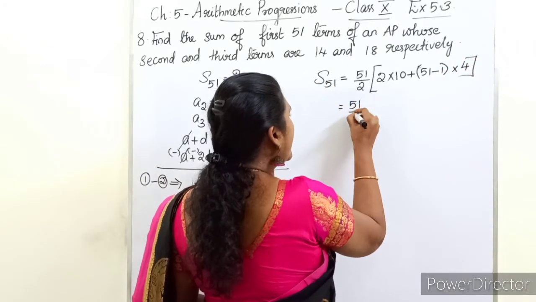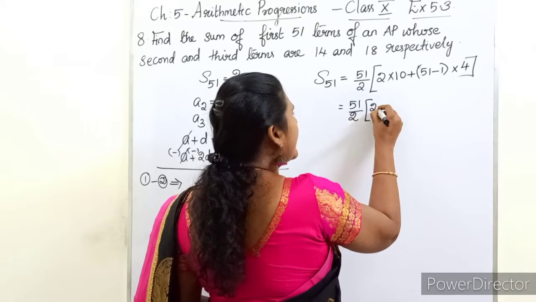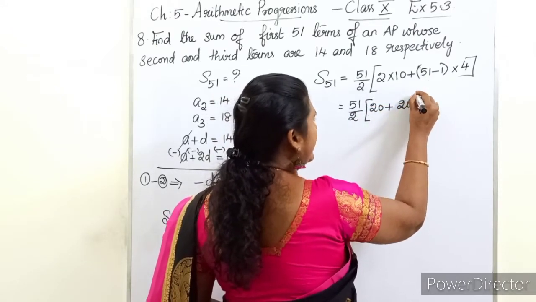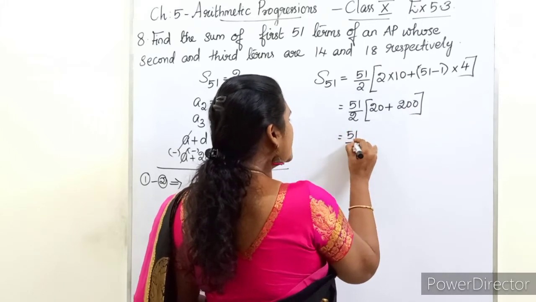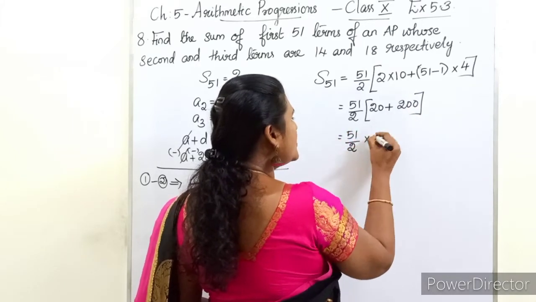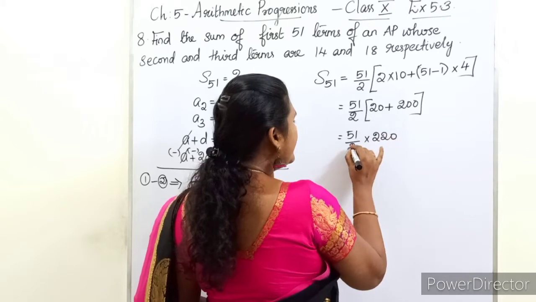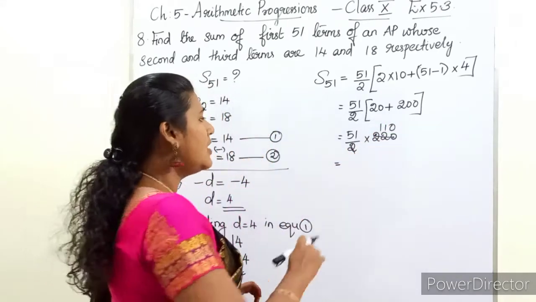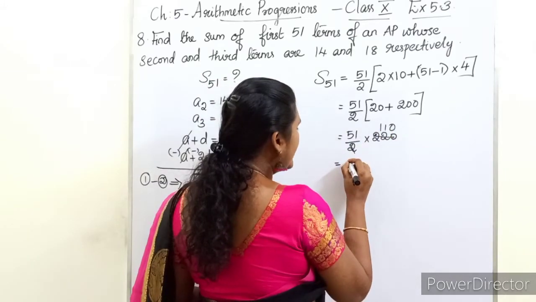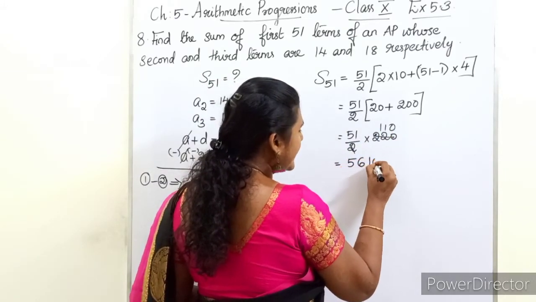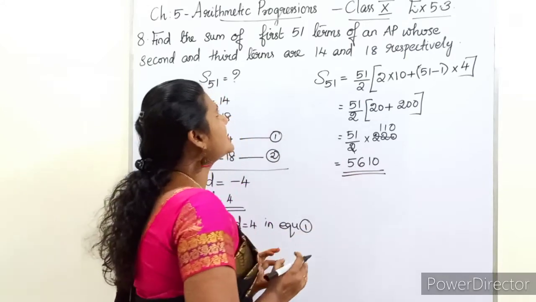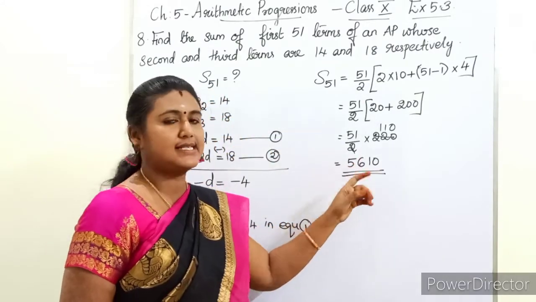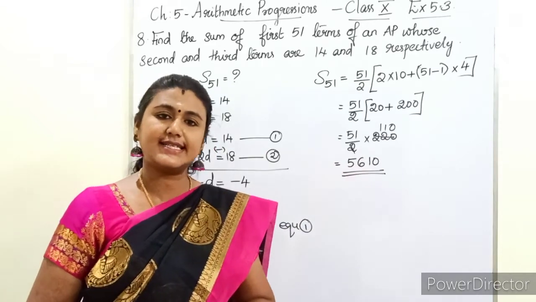So 51 by 2 into 20 plus 50 into 4, that is 200. Now we will add these two, that is 51 by 2 into 220. We can cancel here. So 51 into 110. When you multiply these two, we will get 5610. So the sum of the first 51 terms of the given AP is 5610. Now we will see the next question.